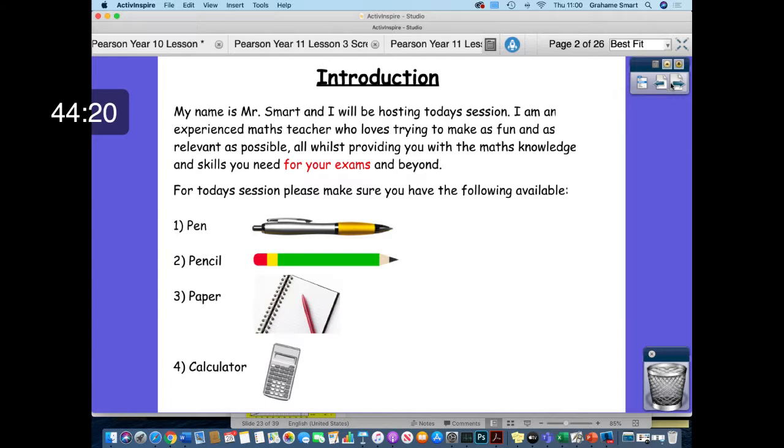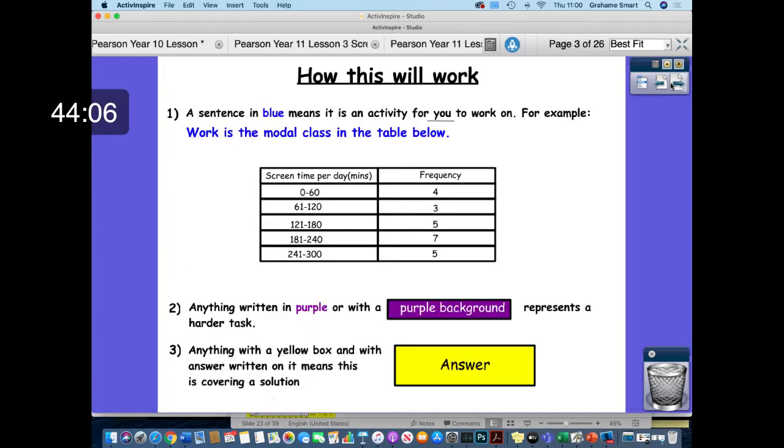And we will be getting to an exam question by the end of the session today, a pretty standard cumulative frequency type exam question we'll be tackling today. Please make sure you have a pen, a pencil, some paper and a calculator to hand, just in case you need them, and we'll get going.